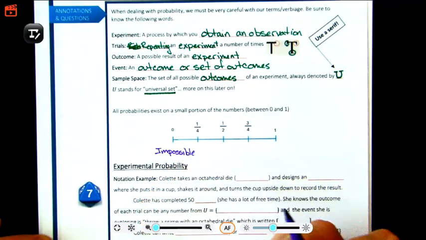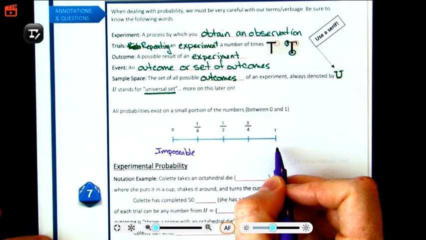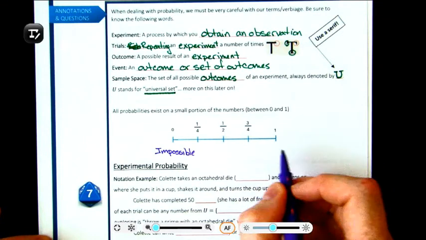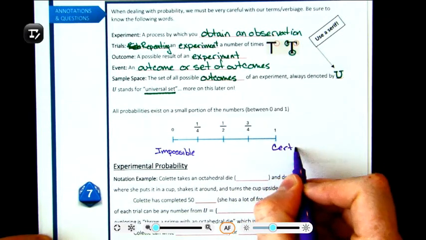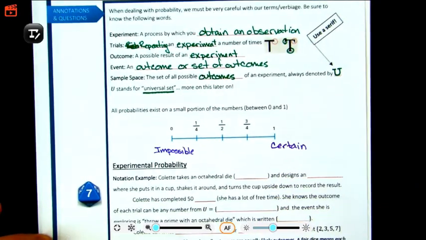If the probability of something is 1, that's certain. That means it has to happen. It will occur. Will we have math tomorrow? Well, depending on what day it is, it could be a probability of 0 or 1, possible or certain.